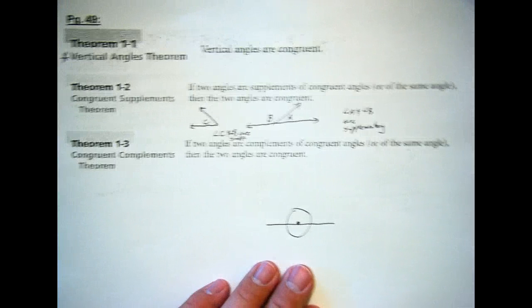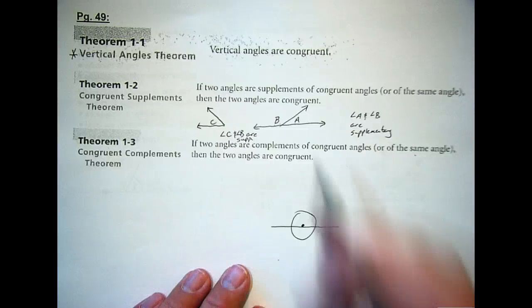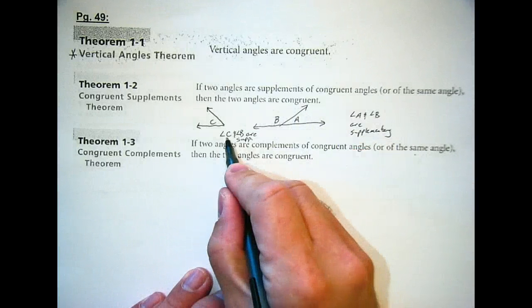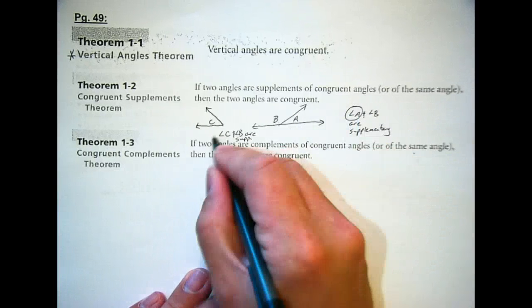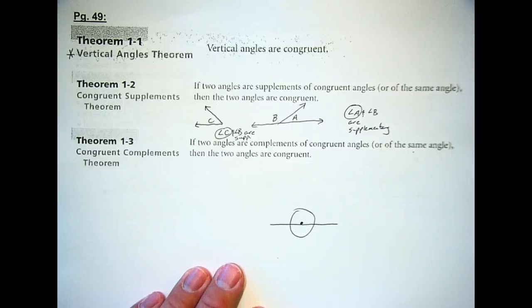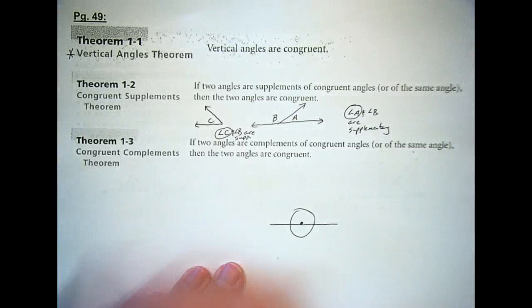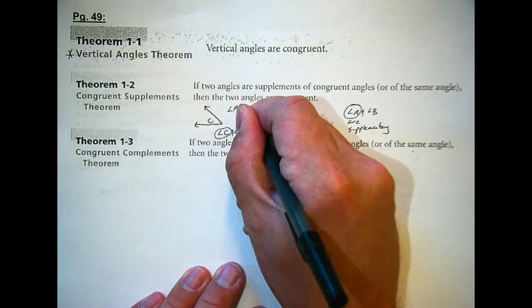What else can I conclude? Carson? A, B, and C are congruent. Can't say that. Rory? A and C are congruent. Good. If C and B are supplementary and A and B are supplementary, then this has to be the same as that. Make sense? Angle A has to be congruent to angle C.